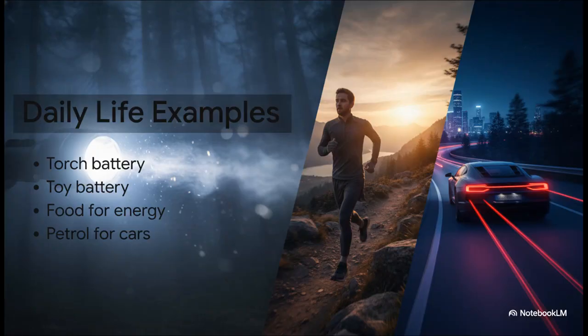You see this constantly. A battery in a torch uses a chemical reaction to create bright light, just like a toy battery causes movement. The food on your plate gives your body the stored chemical energy you need to walk, run, and just live your life. And the petrol in a car, it combusts to forcefully propel that massive vehicle down the road.